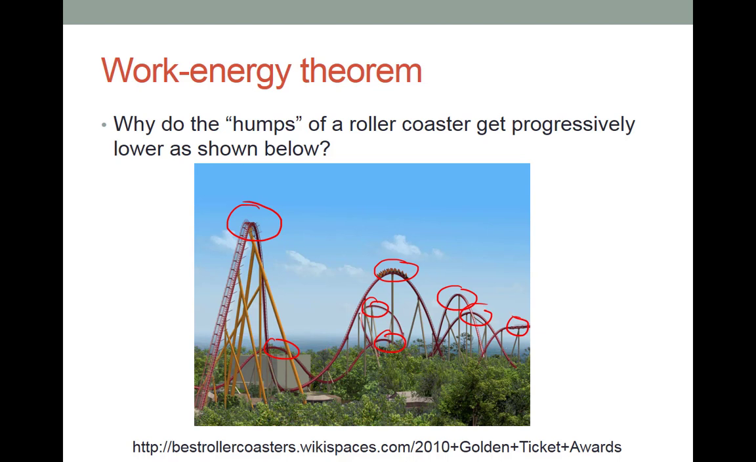The reason the humps get lower is because of friction. Friction removes energy from the roller coaster, which means you have work being done by friction, taking energy away. So when I start at this height, I go down, I lose energy, and I come up, but because I've lost energy, I can't make it back to the same height. I can't go up as high as I started. That concludes this part, and in the last part of this unit, we're going to work examples involving the work-energy theorem.